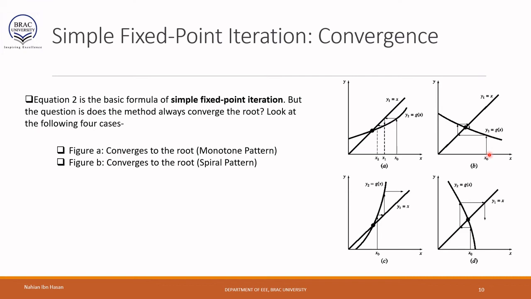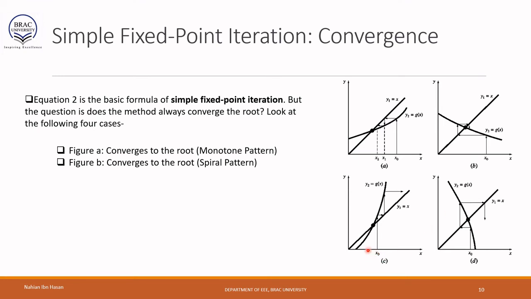This is another convergence pattern, but look at this, in this case the pattern is spiral. That means it gradually spirally converges to the original root. That's why this convergence pattern is called a spiral pattern. In the first case it was a monotone pattern, where the error gradually decreased and converged to the original root. But in the second case, figure B, the method converges to the original root in a spiral pattern. So both figure A and figure B ensure the convergence. But what about figure C and figure D?